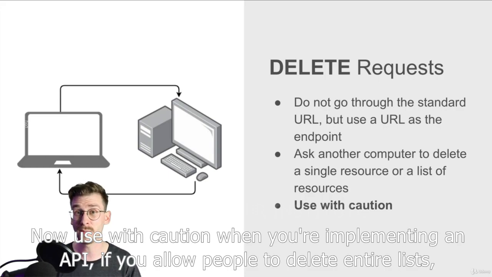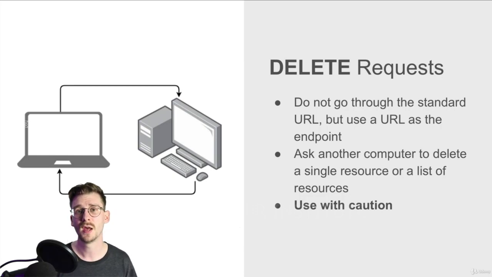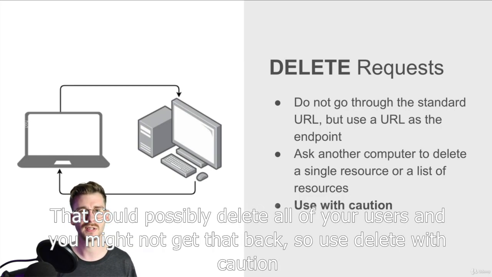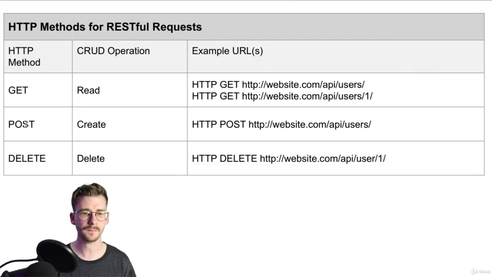Now, use with caution. When you're implementing an API, if you allow people to delete entire lists, that could be bad. So if someone said, yeah, I want to go to website.com/API/users with a delete request method, that could possibly delete all of your users and you might not get that back. So use delete with caution. Only ever implement it when you need to implement it.